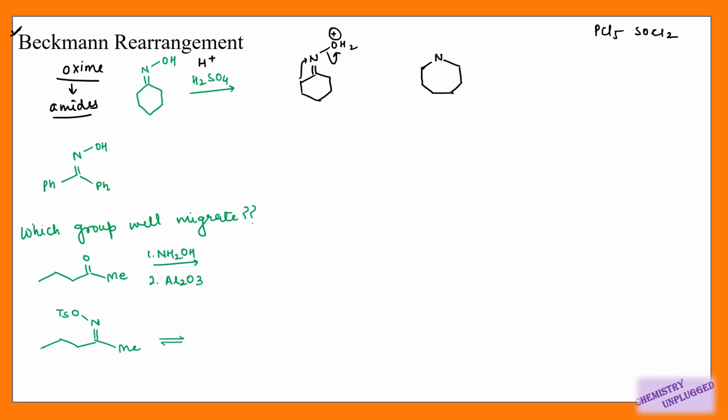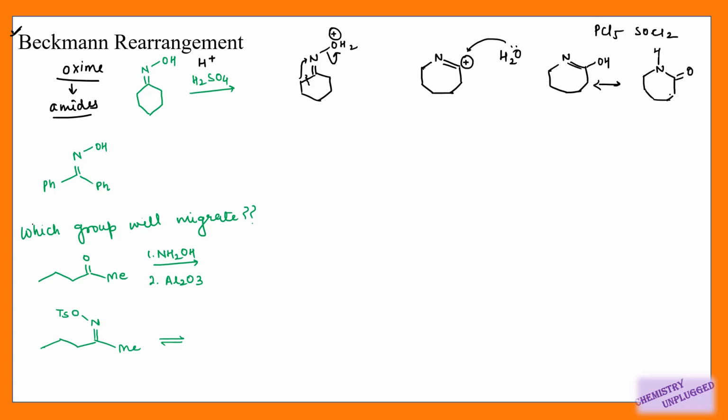So when we break this bond, this carbon will become electron deficient in nature, right? So we have positive charge here and water released at this stage will attack on this carbon and it will tautomerize to form amine, right?